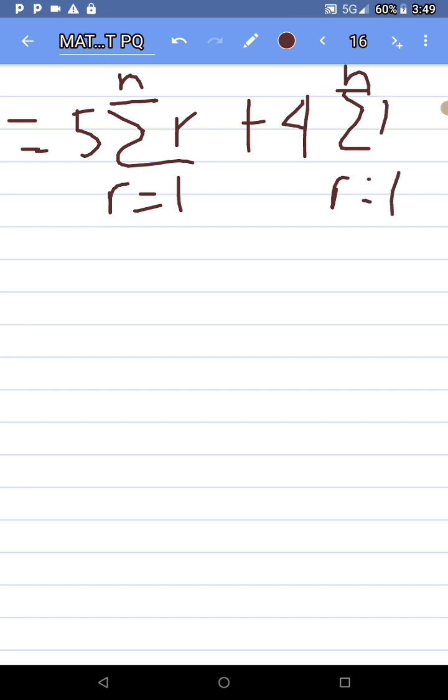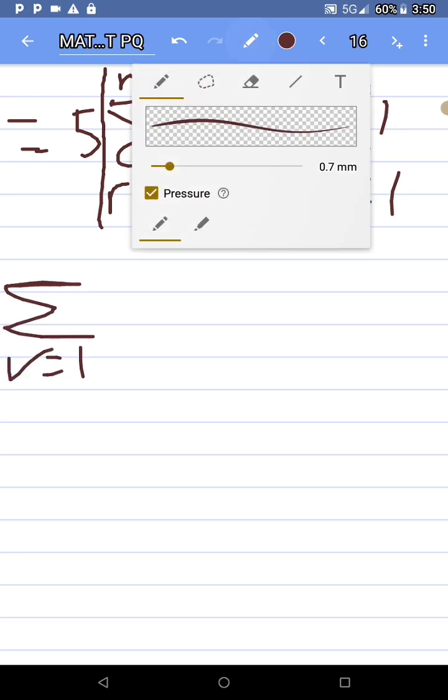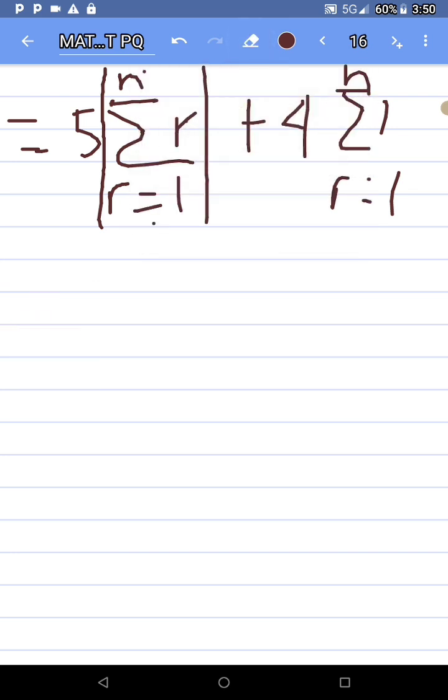Now this one here, let me interpret this for you so that you understand. What does this mean? This means the summation of numbers from 1 to n. That was what we did before. The summation here means addition. This is the interpretation of the summation from r equals 1. Let me erase this a little bit. I don't like it rough.